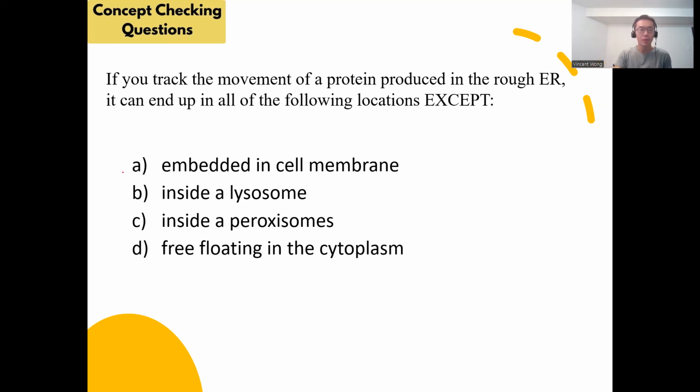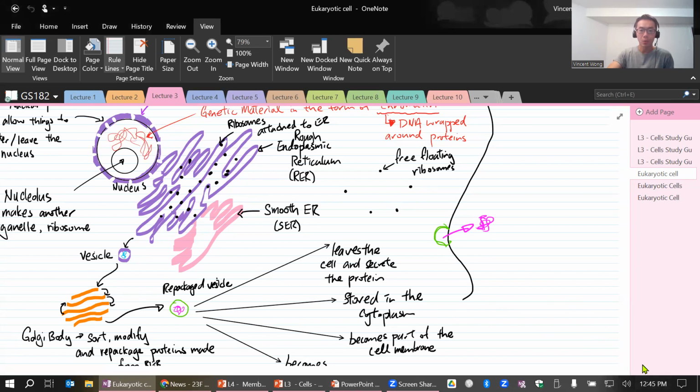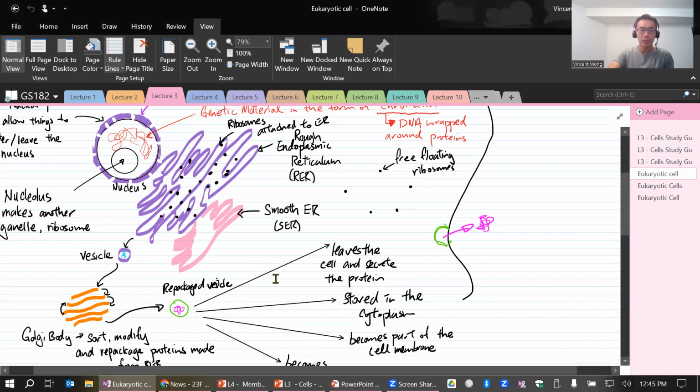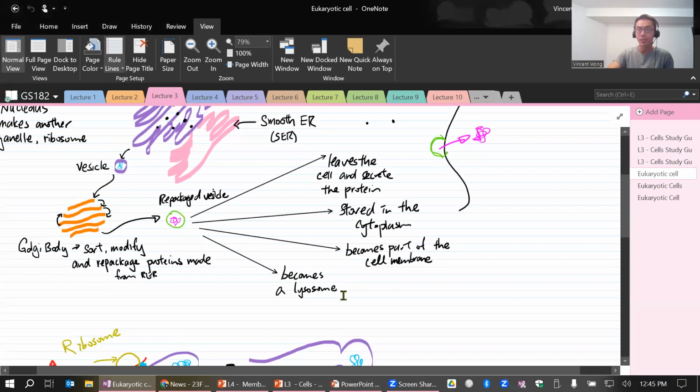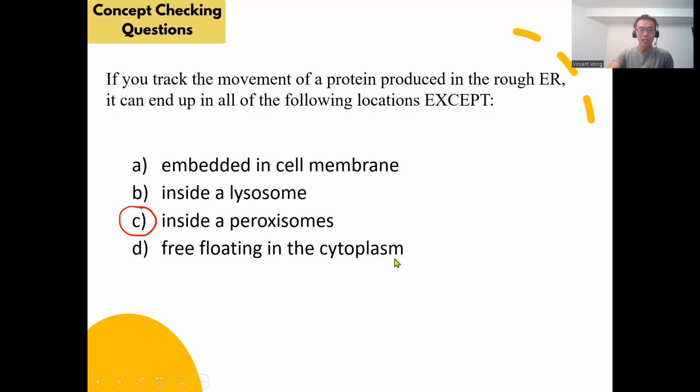Okay, most of you got it right. It is inside a peroxisome. That's not going to be where it's going. All right, this essentially is asking you about this picture that we drew. Like, where is this vesicle going to go? Right? It can leave the cell. It can be stored in the cytoplasm. It becomes part of the cell membrane, or it becomes a lysosome. Okay, it's not going to be going to the peroxisome.